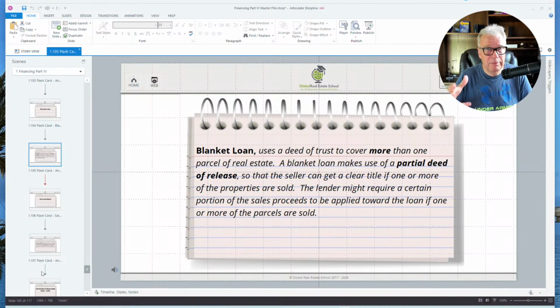So sometimes you might have a blanket loan and you just kind of encumber. Remember that word. See why you need those flashcards? It encumbers more than one property.